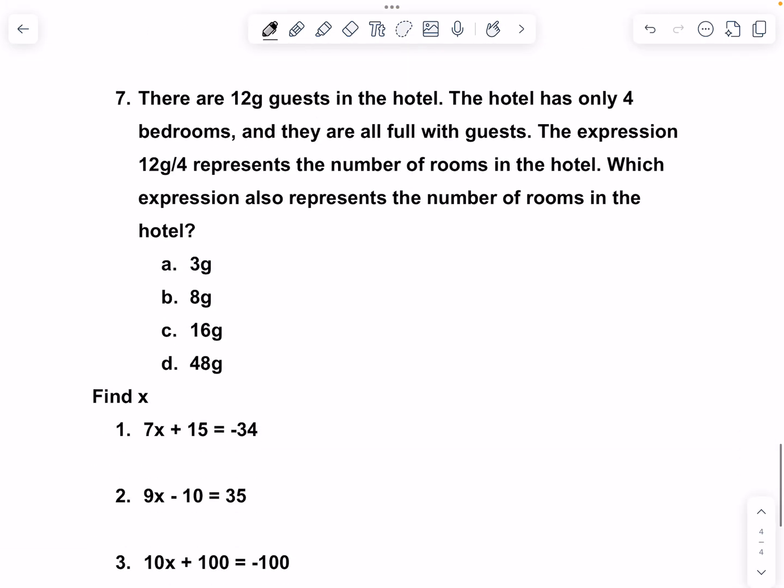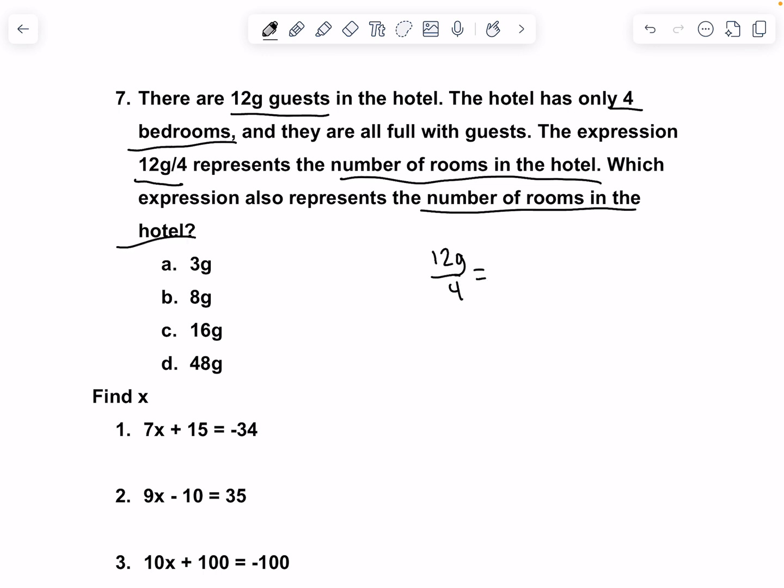Number 7 says that there are 12G guests and that it only has 4 bedrooms. So we'd have to divide. So 12G divided by 4 represents the number of rooms in the hotel. Which expression also represents the number of rooms in the hotel? So we just do 12G over 4, we simplify that, and that will give us 3G. And that also represents the number of rooms in the hotel. So the answer would be A.